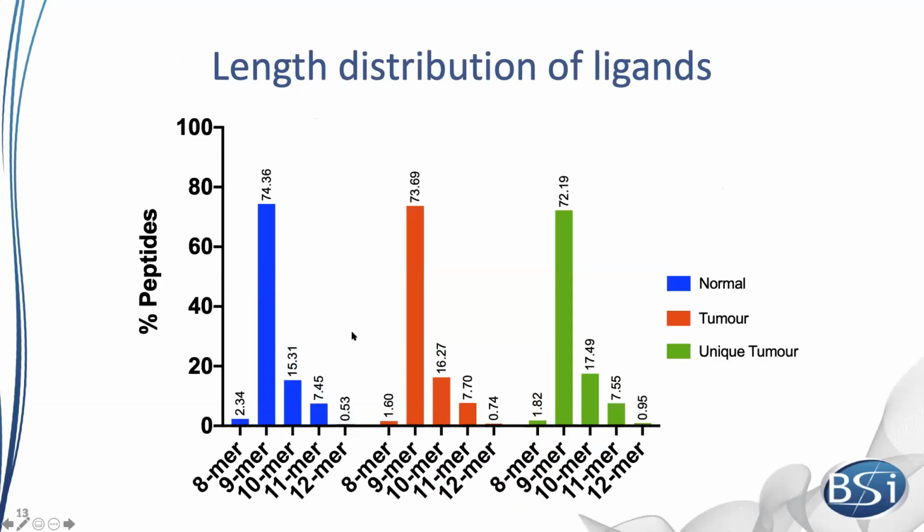And I characterized the peptide length from peptides in normal tissue, those across all tumors, and then unique to tumors. And what was consistent was there was a slight increase in 12 mers or longer peptides found in those unique to tumors, which was similar to what they found in the study.